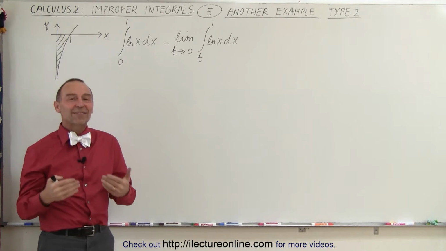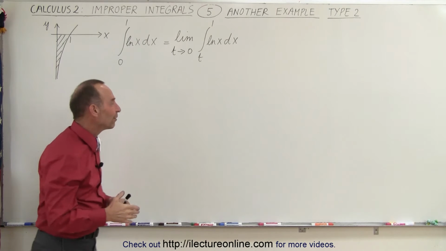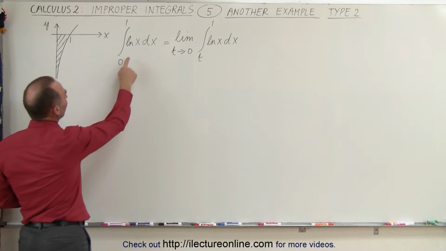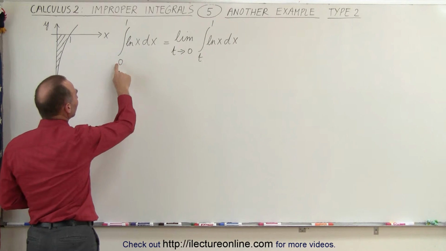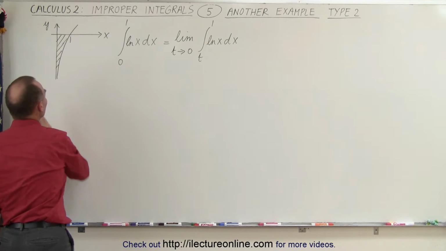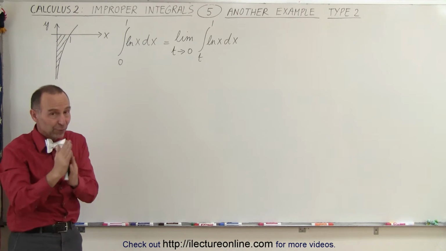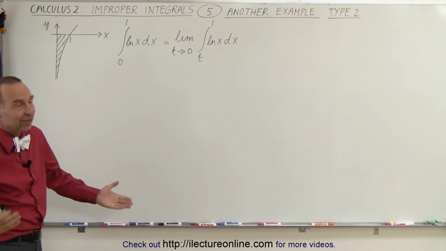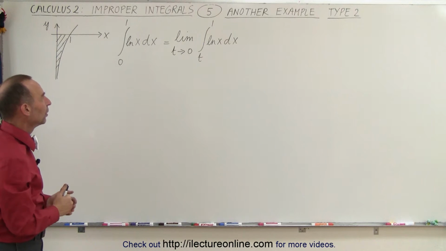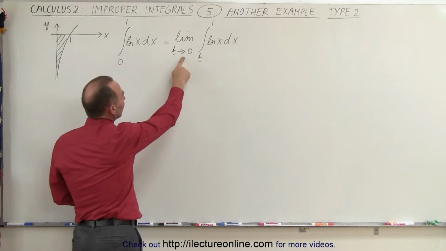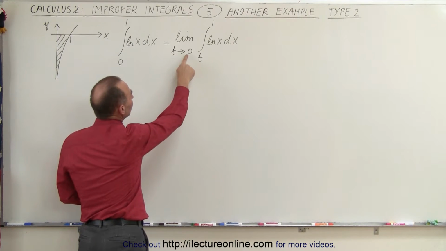Now let's try an example of type 2 where the function is not defined over the entire interval. The function, the natural log of x, is not defined when x becomes equal to 0 because the function asymptotically reaches the y-axis. Well, it never quite reaches the y-axis, it approaches the y-axis, so therefore it's not defined. It's basically a vertical asymptote. That's why we need to solve this integral using the limit approach as t approaches 0.